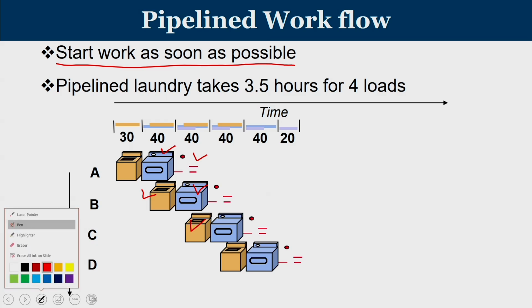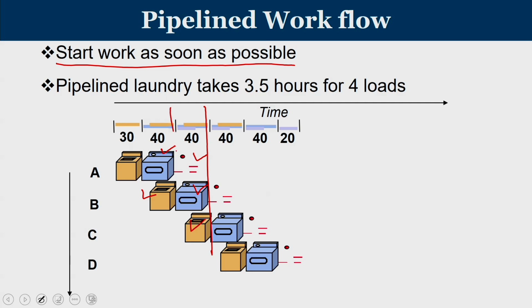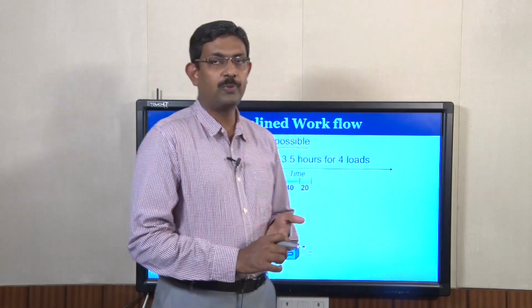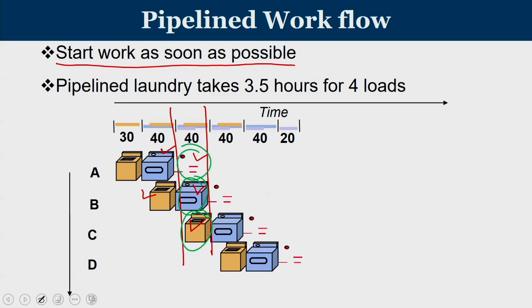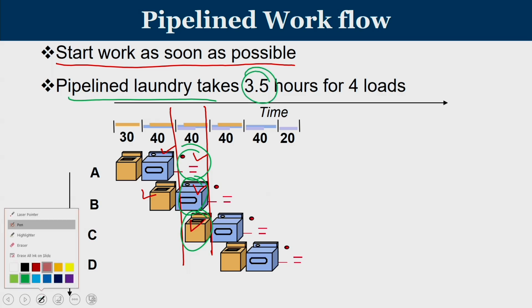So, if you look at this particular time window, all the three units are busy. The folder is busy with completion of folding of the clothes of A, the dryer is taking care of the drying of B, and the washing unit is taking care of washing of load C. This makes sure that every unit is busy, and by this we can improve the throughput of a system. So, the entire pipelined laundry is going to take only 3.5 hours to complete the same task.